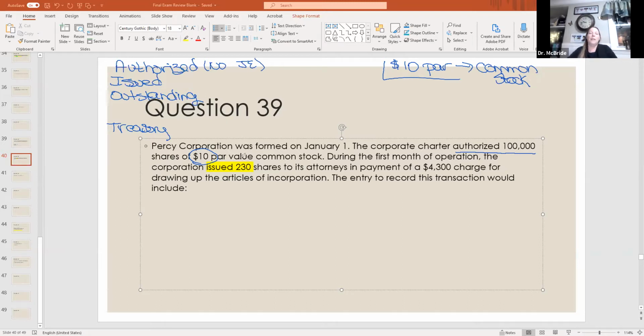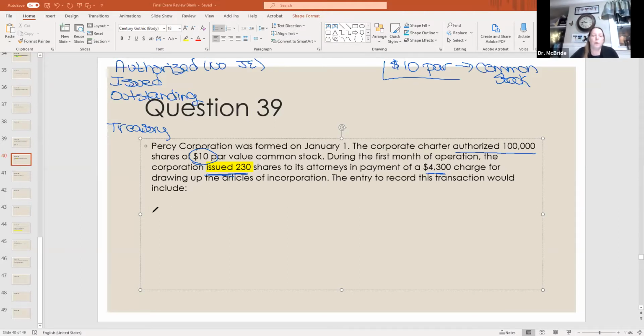So the company issued 230 shares of stock to its attorneys in payment of a $4,300 charge to draw up the articles of incorporation. So the attorney did work for us, and instead of writing him a check for $4,300, we're issuing him 230 shares of stock. Now, because he's accepting 230 shares of stock in exchange for $4,300 worth of legal fees, we can assume that the stock is worth $4,300.